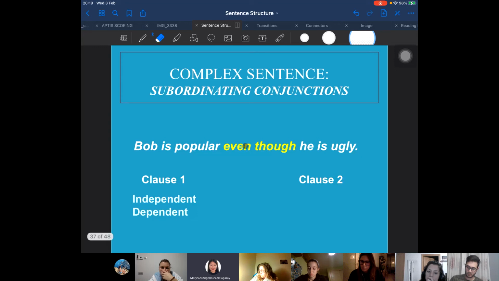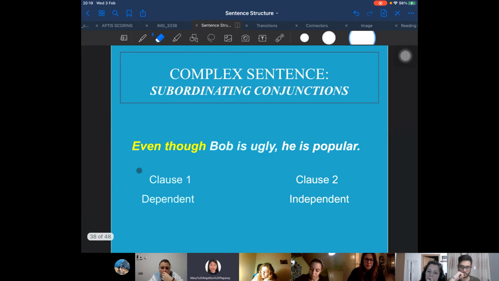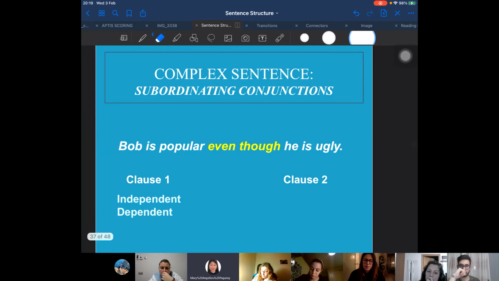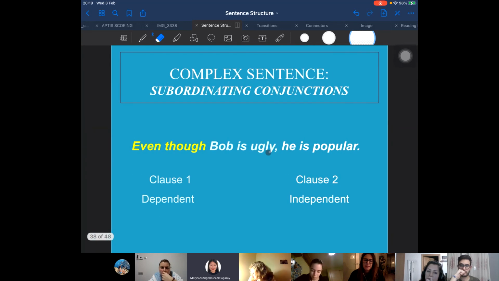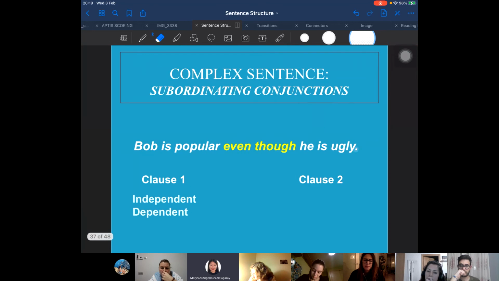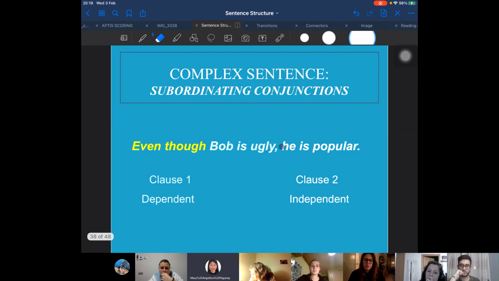Okay, let's continue. So, Bob is popular even though he's ugly. As you can see here, I can also put "even though" at the beginning. And here I need a comma. And there I don't need a comma because I already put the independent clause first. So, even though Bob is ugly, comma, he's popular.